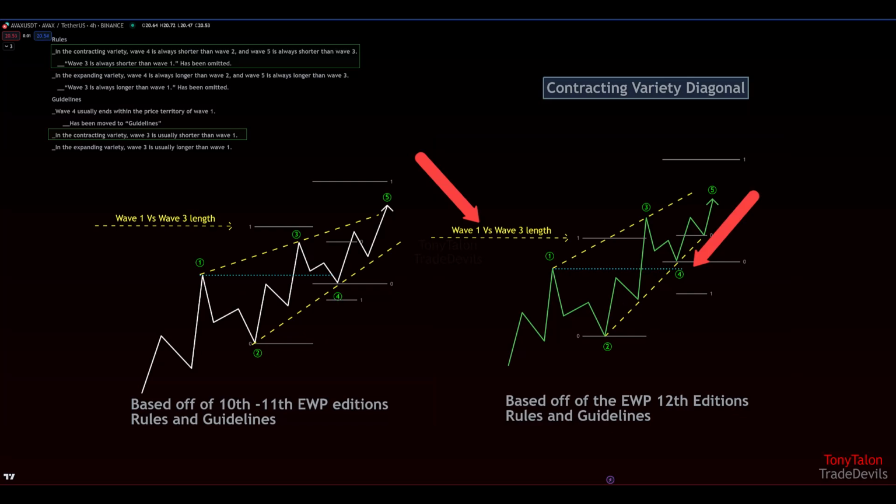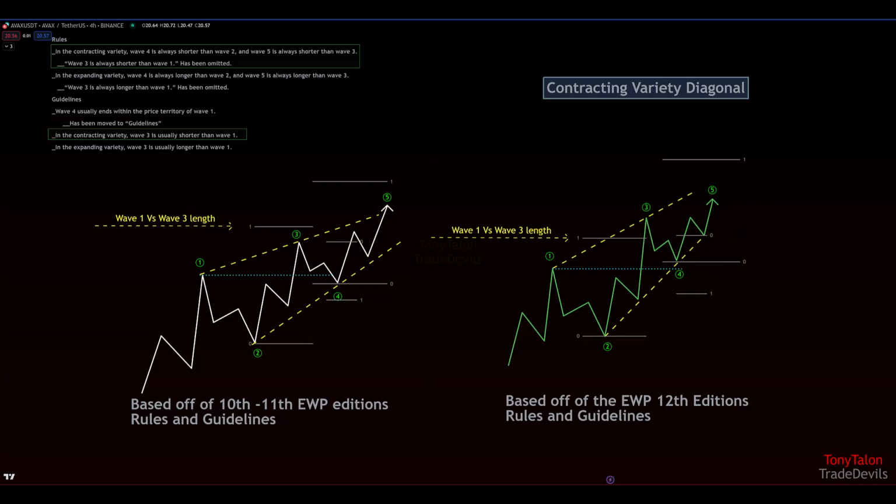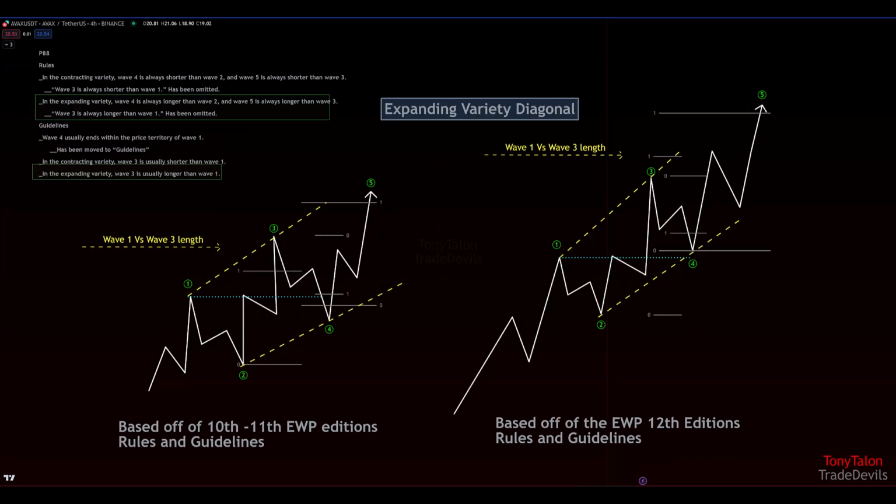According to my interpretation of the rule and guideline changes, this no longer invalidates the pattern. Whereas in previous editions, these rule breaks would assist in pattern confirmation or elimination. Even though the 12th edition variant isn't what would usually happen, it's still something to consider when looking at the charts. Here is the expanding diagonal variant. Again, with the changes made in the 12th edition, even though the diagonal on the right is not what would usually happen, it is still rule compliant according to the changes in the rules and guidelines.